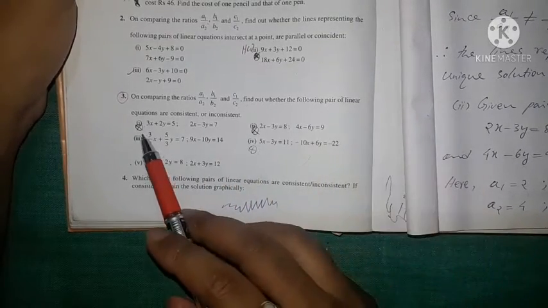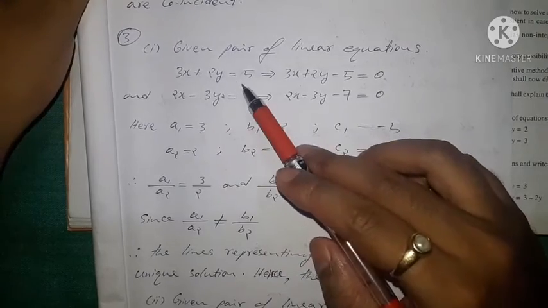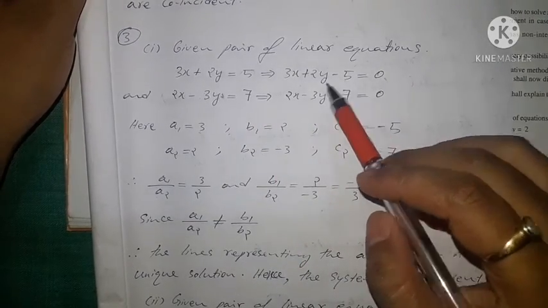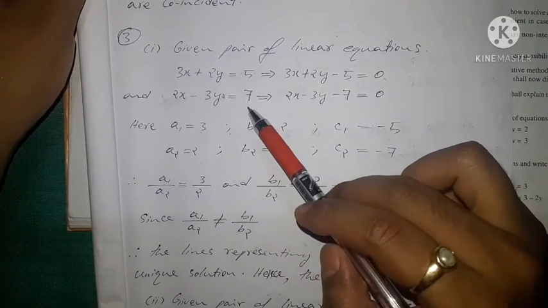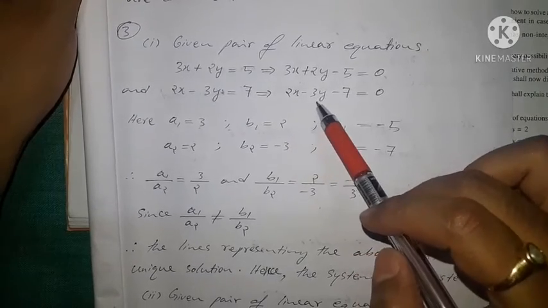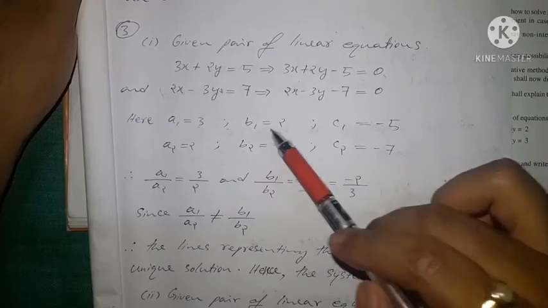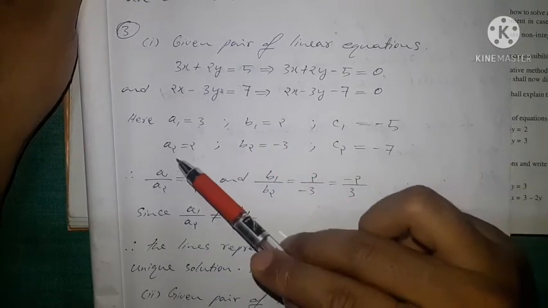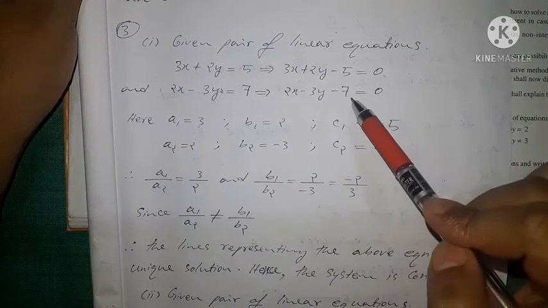So let's do Roman number 1. The given pair of linear equations is 3x + 2y = 5, which we can rewrite as 3x + 2y - 5 = 0. And similarly the second one, 2x - 3y = 7, we can rewrite as 2x - 3y - 7 = 0. So here a1, b1 and c1 we have taken: a1 is 3, b1 is 2, c1 is minus 5. Again a2 is 2, b2 is minus 3 and c2 is minus 7.